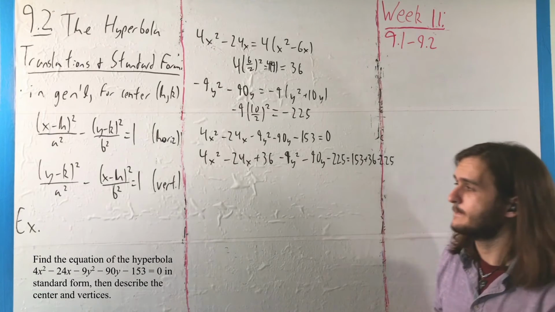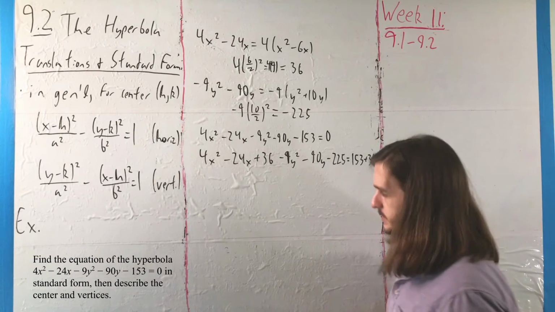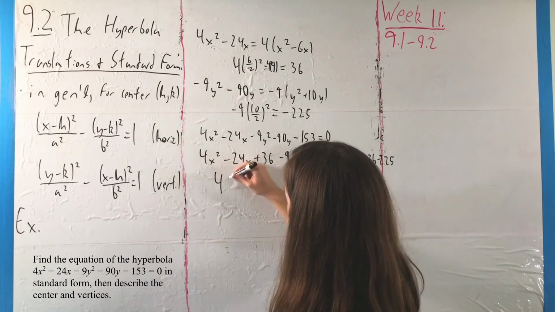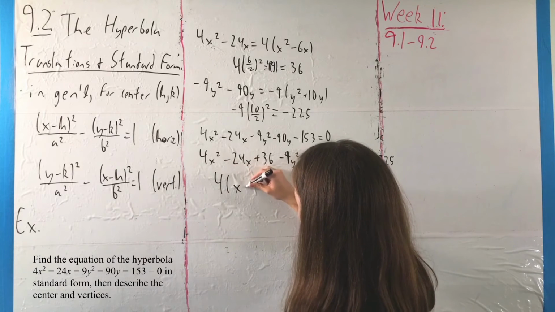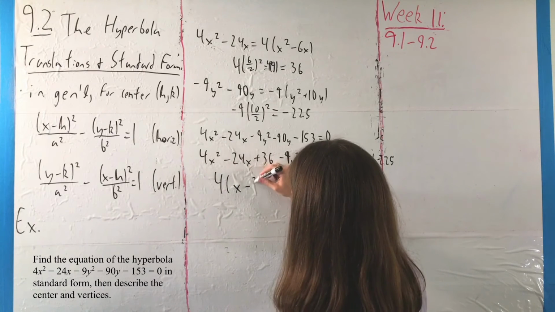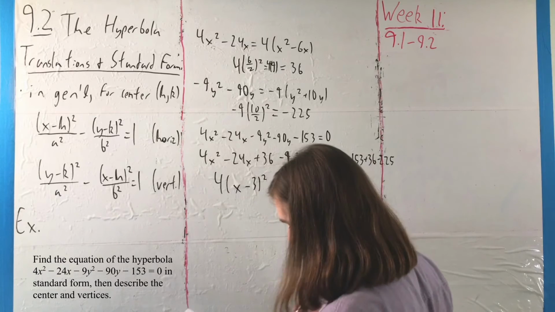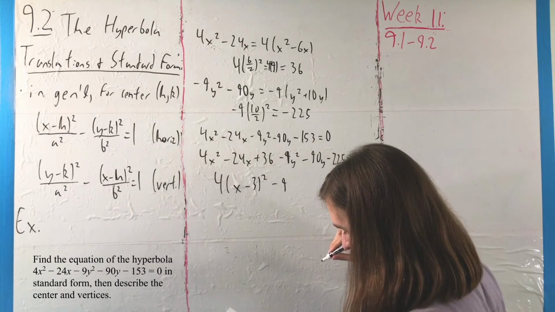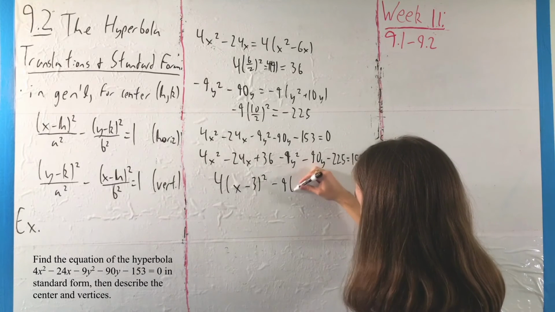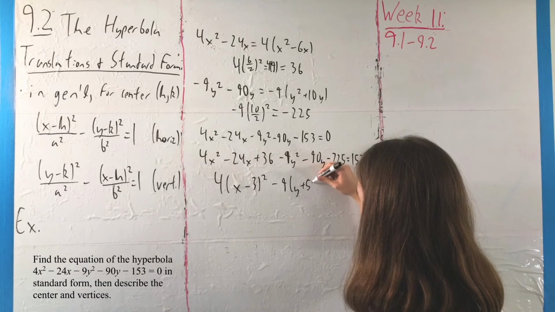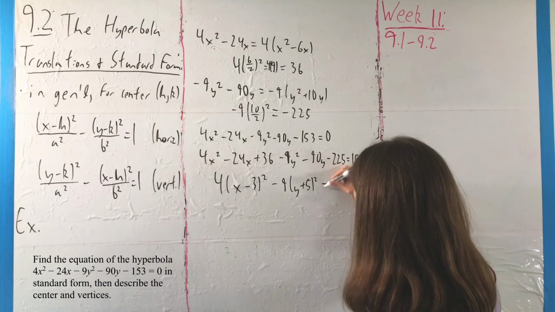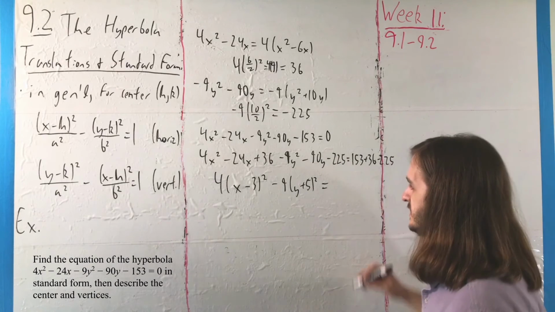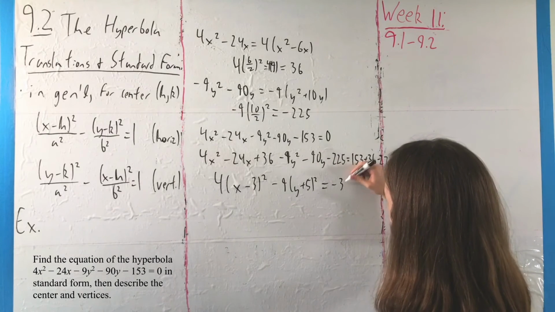But the nice thing here is now we can talk about these two in terms of completed squares, where we can look at those with our factored out terms as 4 times (x minus 3) quantity squared minus 9 times (y plus 5) quantity squared. And then on the left side, you got something not so nice. You got a negative 36.